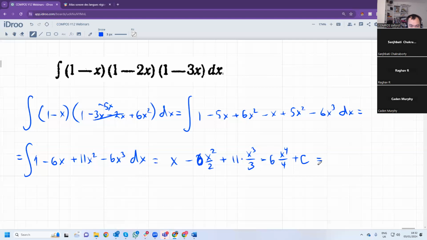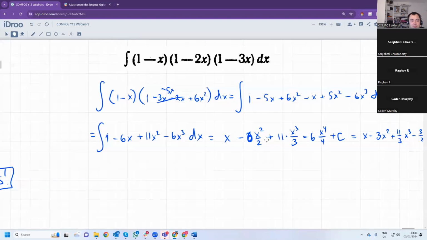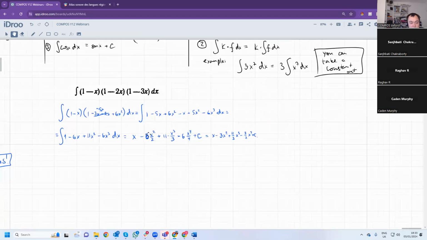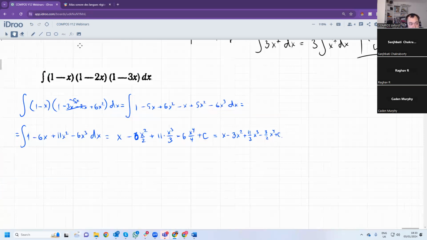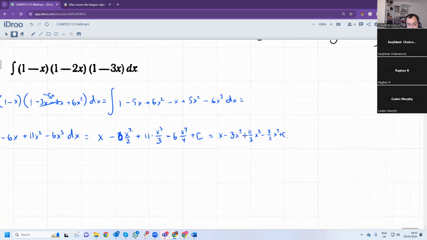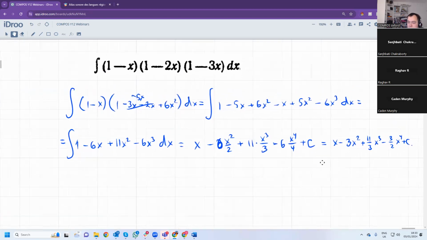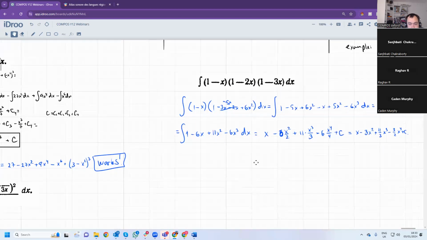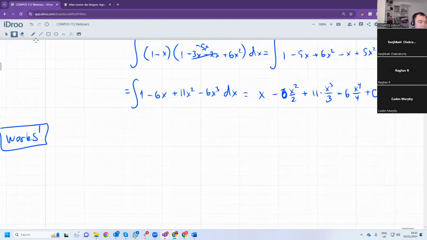You just simplify it slightly. So x minus 3x squared plus 11 thirds x cubed minus 6 over 4, that's 3 over 2, 3 over 2 x to the power 4 plus c. That's it. That's the answer. So which function, when you differentiate, gives you this, and it's this. You can test it. I'm not going to do that right now. You can check.